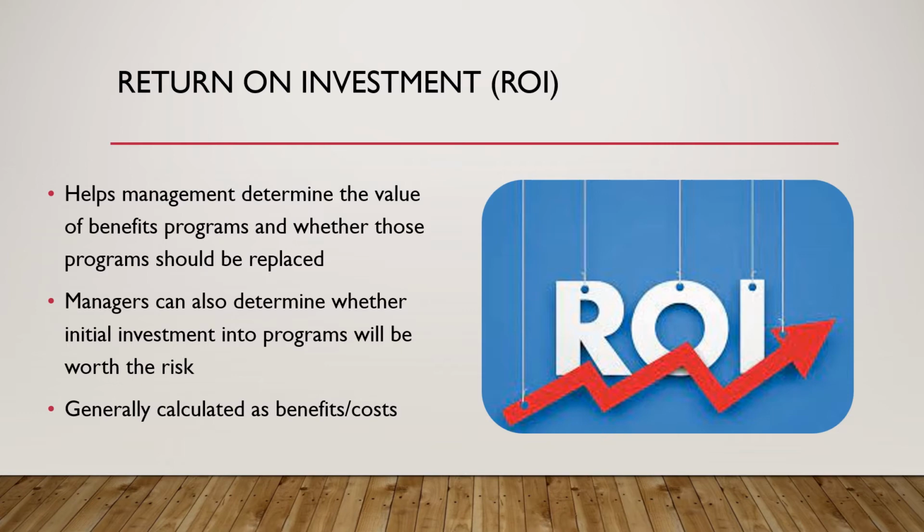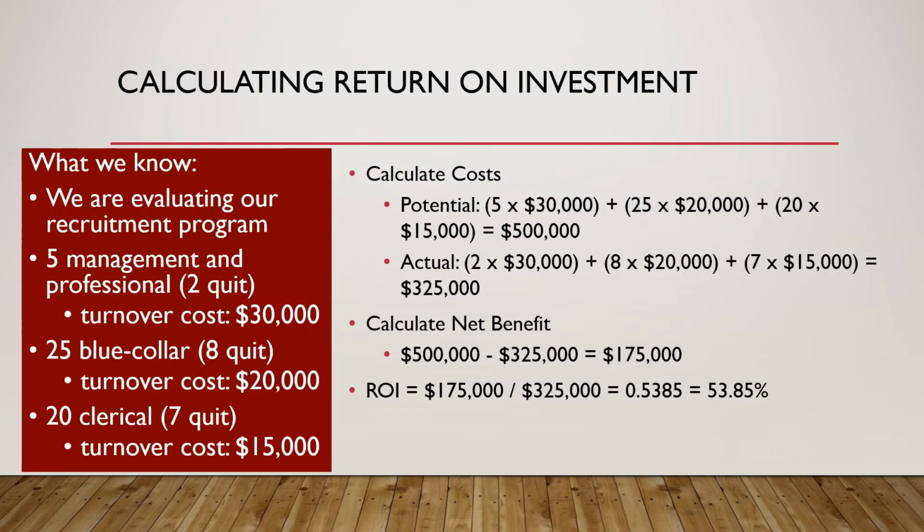For the purpose of this example, we'll take a look at our recruitment programs. In order to calculate return on investment, the first thing we do is calculate our costs, both actual and potential. Our potential is how many employees could quit times their turnover costs, and actual is how many did quit times their turnover costs. Potential is $500,000, while actual is $325,000.